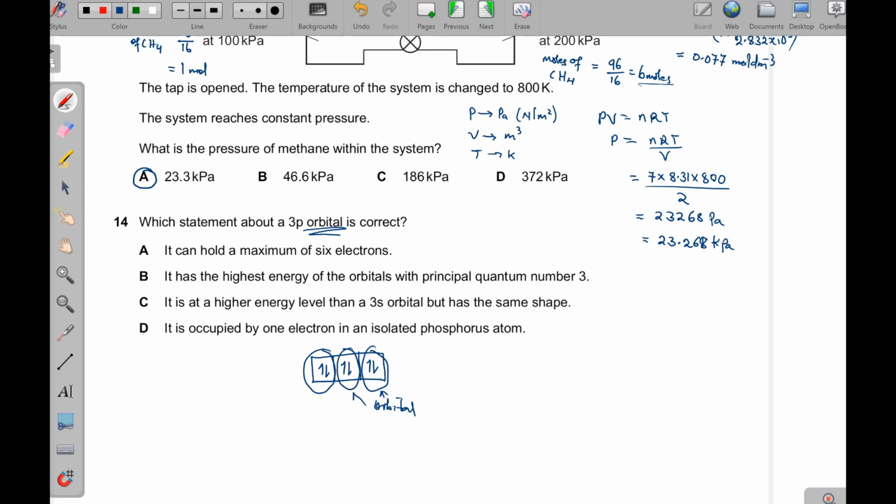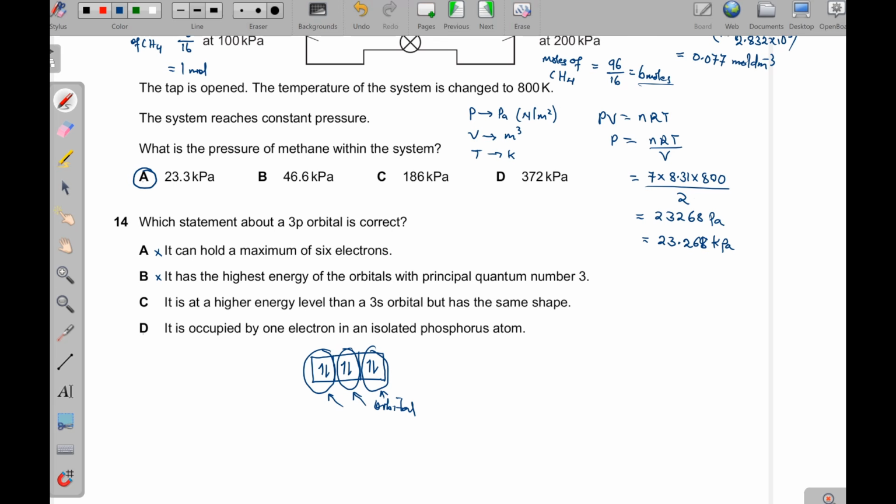This one here, and that one there. So that means A is not correct. Each of them holds a maximum of 2 electrons. Then, it has the highest energy of the orbitals with principal quantum number 3. Even this one is wrong. Why? Because we have 3d. On the third principal quantum number we have 3s2, 3p something, maybe 6. Then there is also 3d something. So it is not the one with the highest energy.